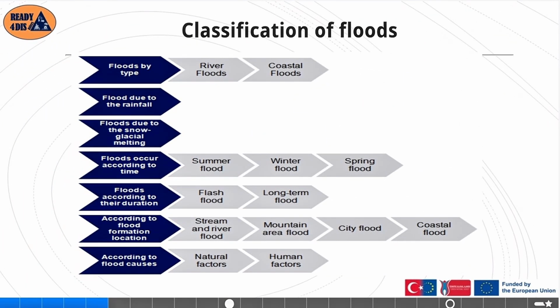Floods can be classified in various ways. By type, they may be river floods or coastal floods. By cause, they may result from heavy rainfall or from snow and glacial melting. Based on time, floods may occur in summer, winter, or spring. In terms of duration, we distinguish between flash floods and long-term floods. According to where they form, floods can happen in rivers, mountain areas, cities, or coastal zones. And finally, floods may be caused by natural factors, such as weather and geography, or by human activities.